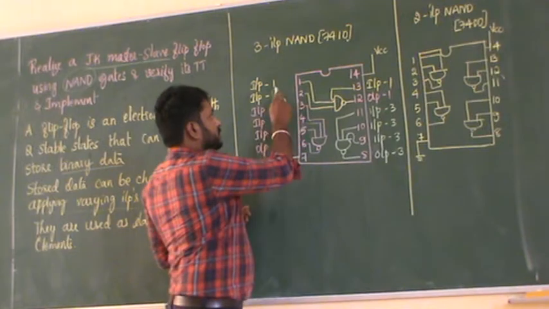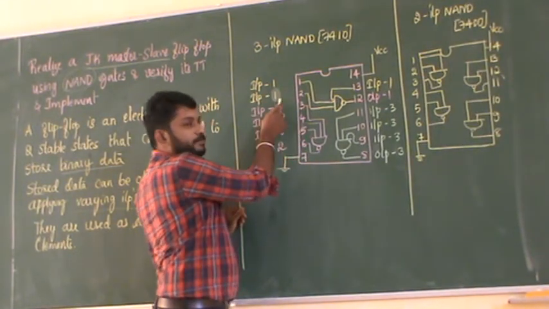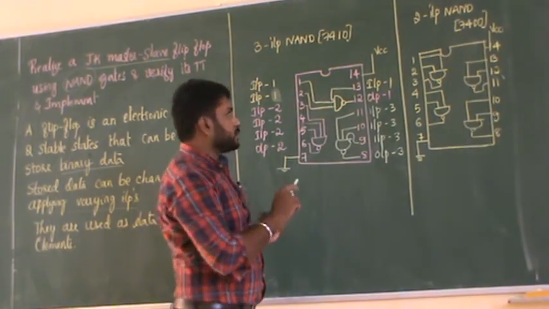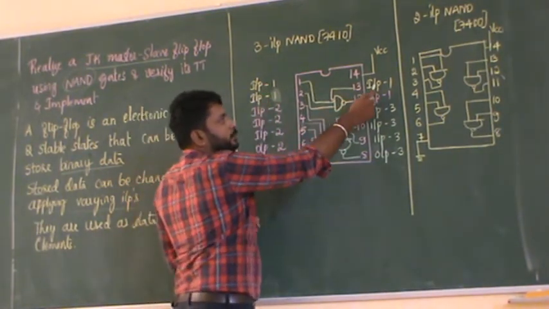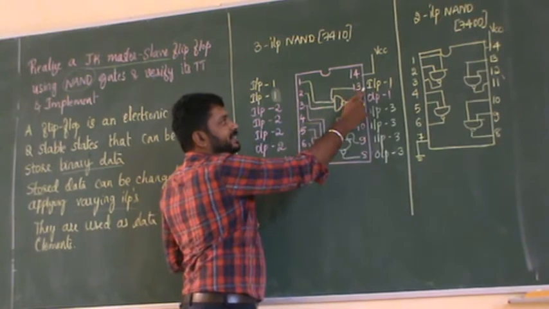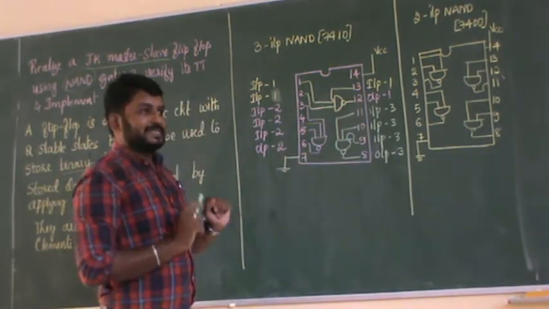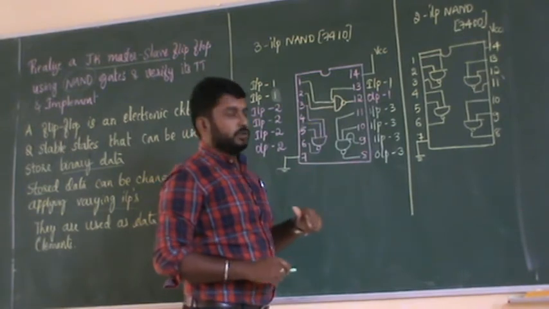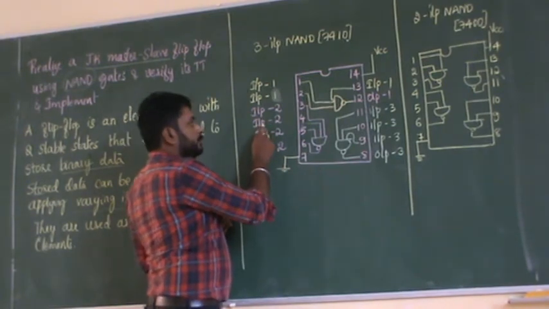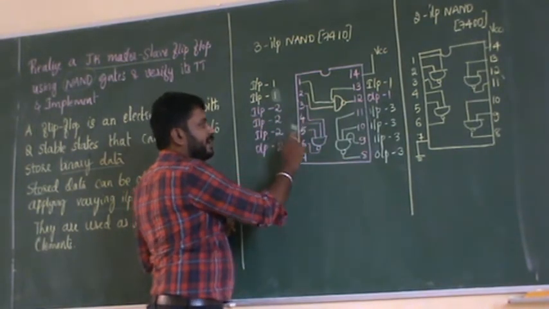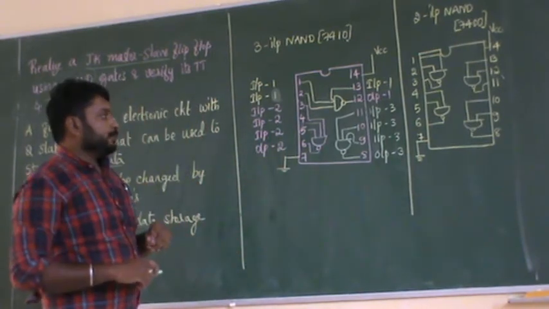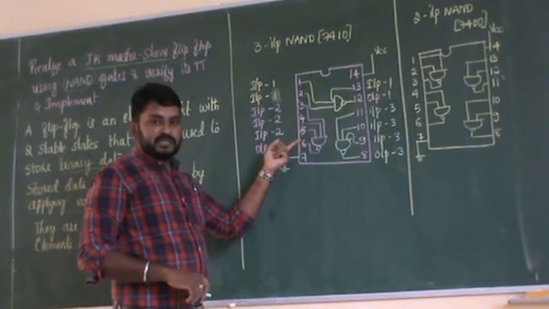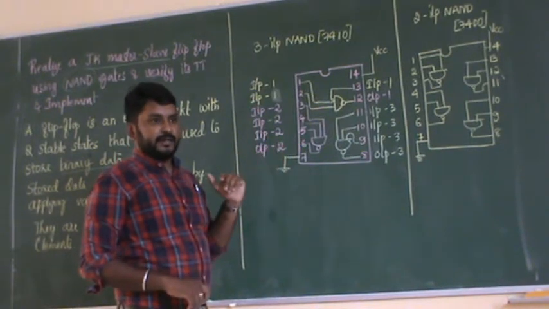See here. Whatever I have written in yellow color, that is input 1. Pin numbers 1, 2 and 13 are the inputs for the first NAND gate, and 12 is the output of the first NAND gate. Next, input 2. The 3, 4, 5 are acting as inputs for the second NAND gate, and pin number 6 is acting as the output of the second NAND gate.